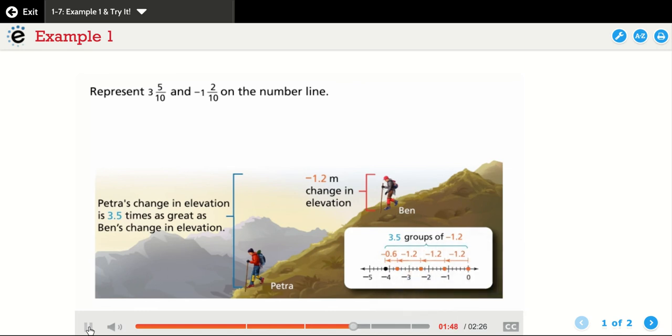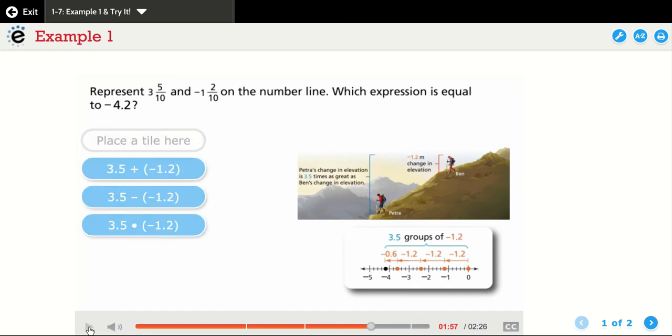Petra's change in elevation is -4 2/10 meters. Which expression is equal to -4 2/10? Select your answer.